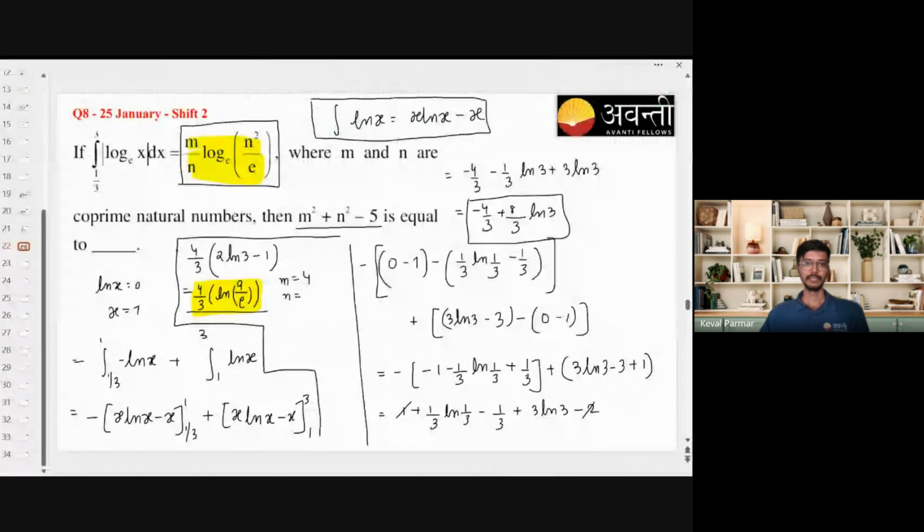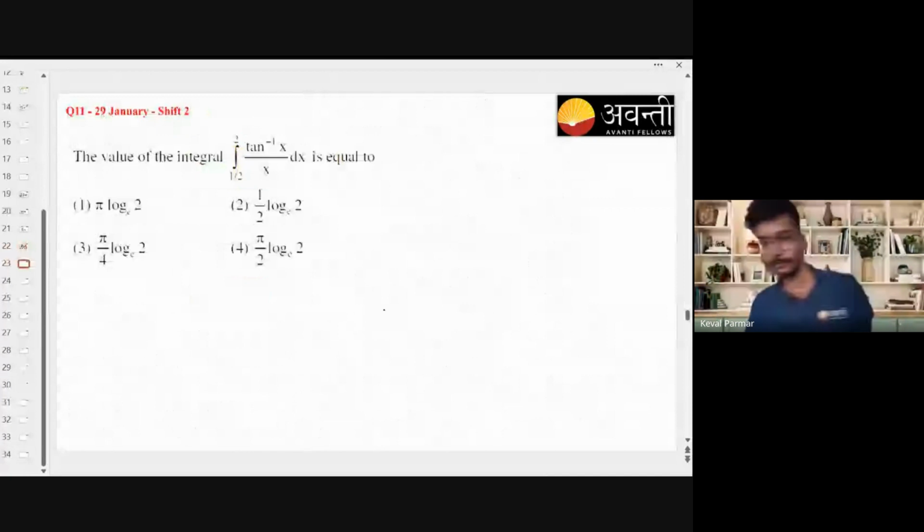So what is the value of m square plus n square minus 5? That is 16 plus 9 minus 5, which is 20. So this is our answer. I hope it is correct. So our answer is 20. It will be an integer type question. Let's move to the next question, guys.